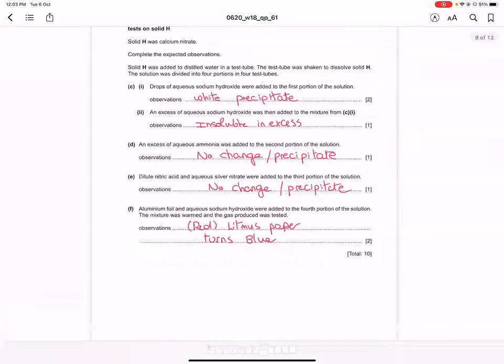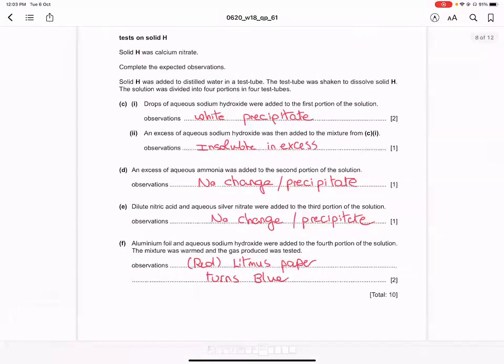Finally, testing solid H. Solid H was calcium nitrate. Complete the expected observation. Solid H was added to distilled water. Okay, calcium gives white precipitate insoluble in excess. So (i) white precipitate, (ii) insoluble in excess. D, an excess of aqueous ammonia was added to the second portion of the solution. No change or no precipitate. I prefer no change. Okay, always when you want to say that nothing happened, say no change. Okay, ammonia with calcium doesn't give anything.